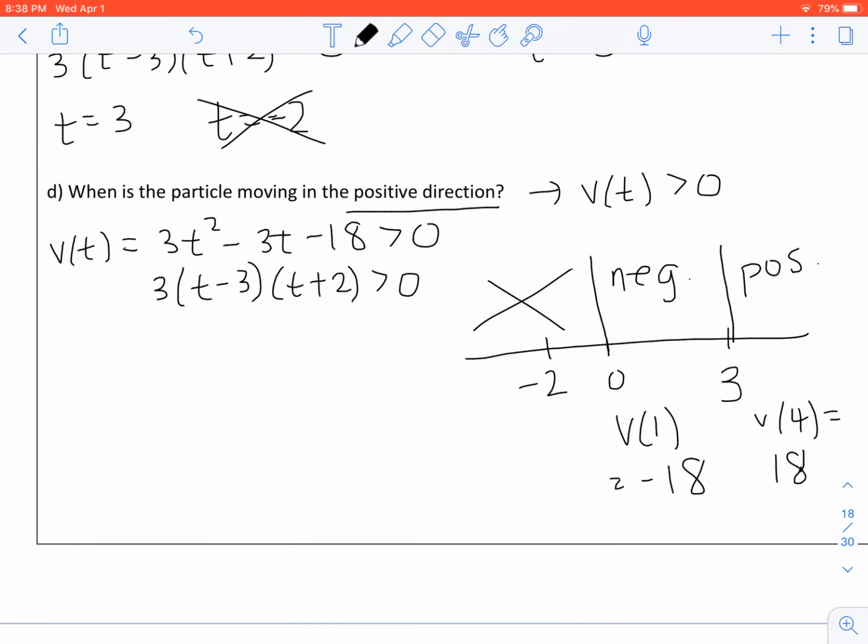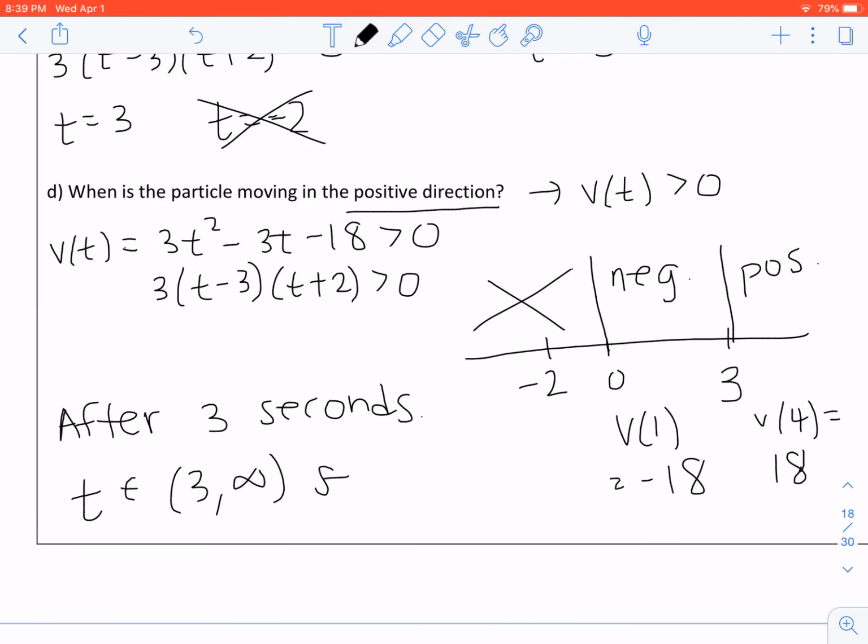So the question was asking for when the particle is moving in the positive direction, so it's looking for time. So it's moving in the positive direction after 3 seconds. And if you wanted to write this with math notation, it'd be t is in the interval from 3 to infinity seconds. So anything after 3.